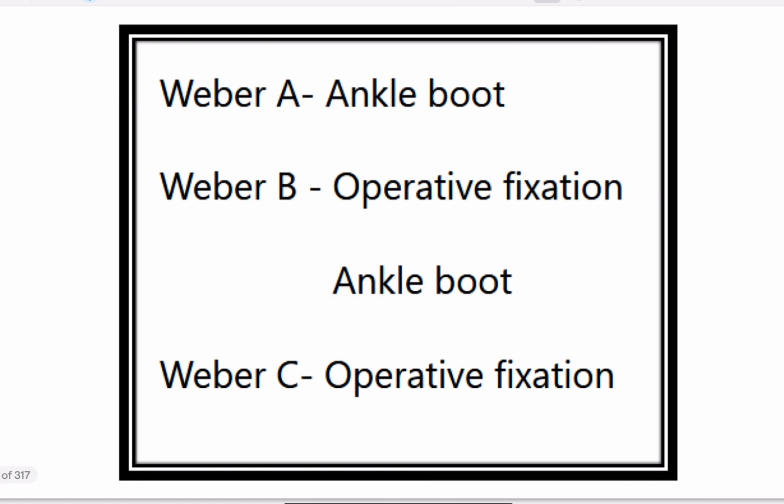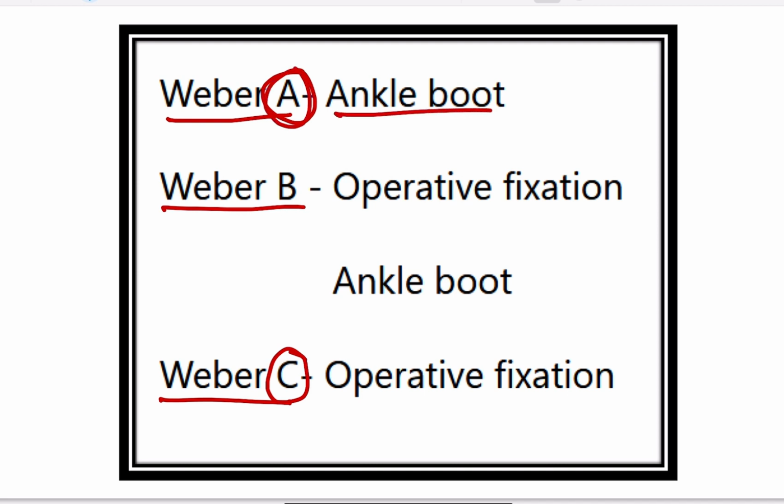Now the management of this classification is also important. Weber type A, Weber type B, and Weber type C. C is the more upper part, A is the more lower part. The more lower, the more conservative. The more upper, the more surgical the procedure. So in case of Denis-Weber type A, what can we do? We can use only an ankle boot. Using an ankle boot is enough for management of Weber type A. And in case of Weber type B, there are two options.